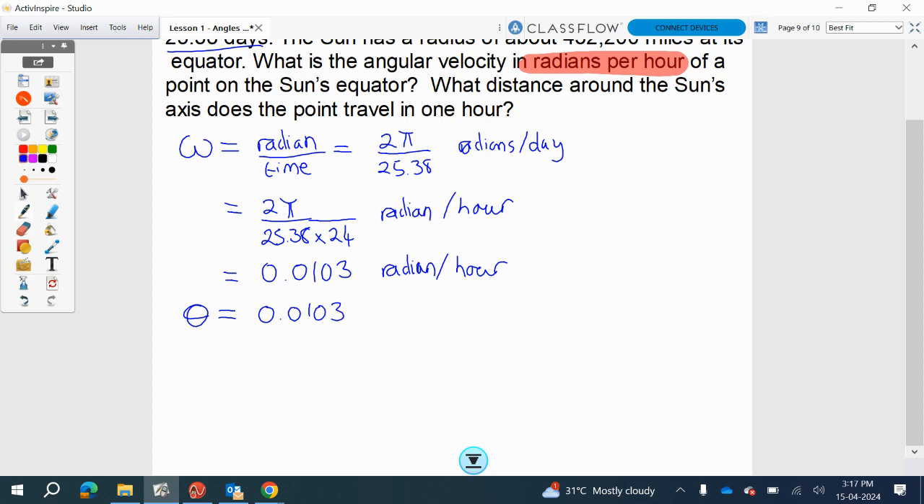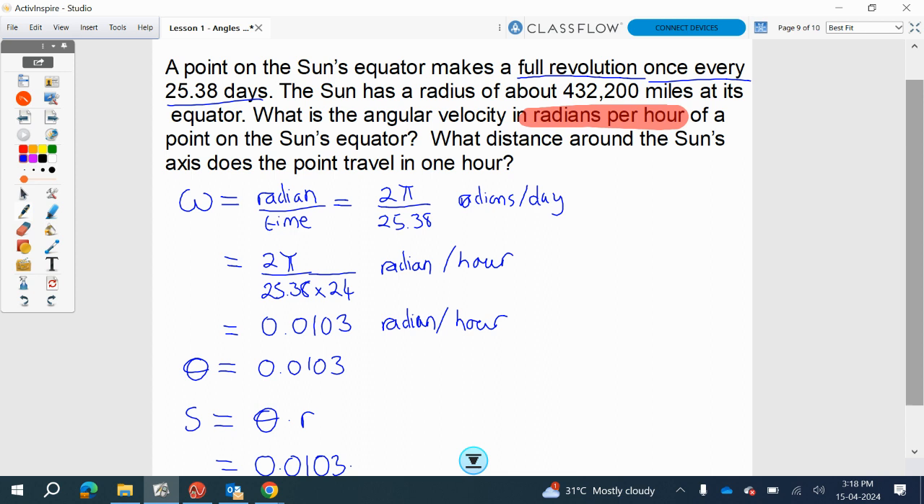So how far does it travel in 1 hour? Well, the distance it's going to travel in 1 hour is going to be the arc length, which is s, which is theta times the radius. So it travels this much of a rotation times the radius, 432,200.